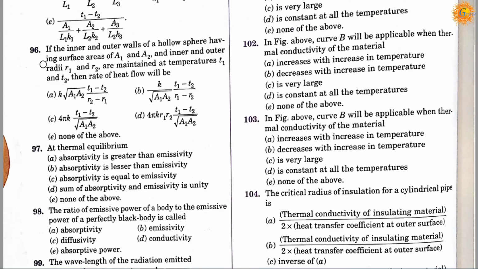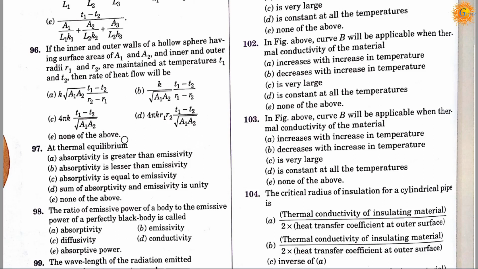Question number 96. If the inner and outer walls of a hollow sphere, having surface areas A1 and A2 and inner and outer radii R1 and R2, are maintained at temperatures T1 and T2, then the rate of heat flow will be: option A, K√(A1A2) multiplied by (T1 − T2) divided by (R2 − R1); option B, K divided by √(A1A2) multiplied by (T1 − T2) divided by (R1 − R2); option C, 4πK(T1 − T2) divided by √(A1A2); option D, 4πK R1R2 (T1 − T2) divided by √(A1A2); and option E is none of the above.